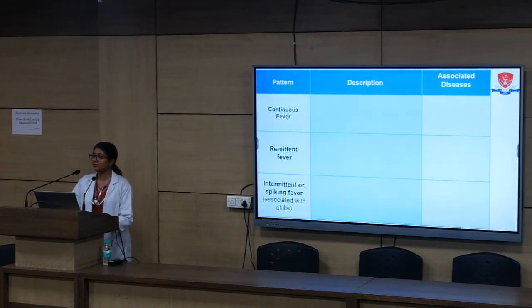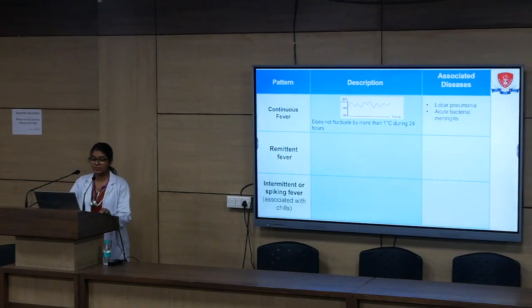Fever that does not fluctuate for more than 1 degree within 24 hours and also does not touch the baseline. Yes, correct. So basically, a continuous fever is one that does not fluctuate by more than 1 degree Celsius during a period of 24 hours, and it does not touch the baseline. Examples are lobar pneumonia and acute bacterial meningitis.